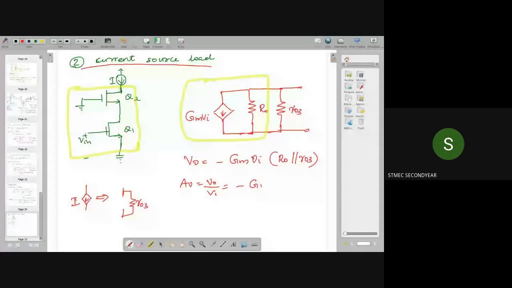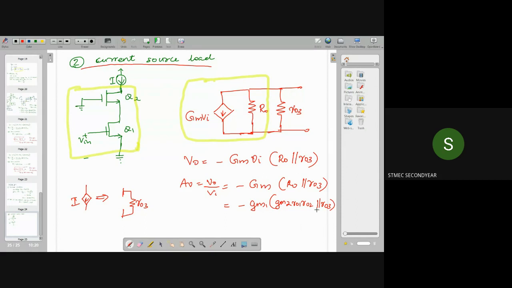And minus GM into R0 parallel to R03. Replace with these values. Minus GM is equal to what? GM is equal to GM1 and R0 is equal to GM2 into R01 into R02 in parallel.